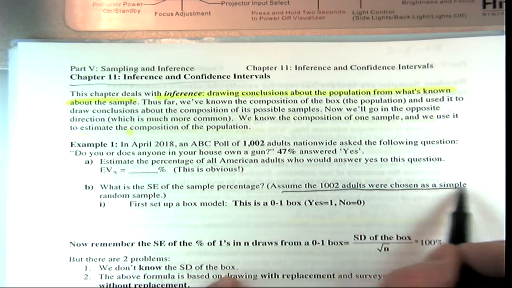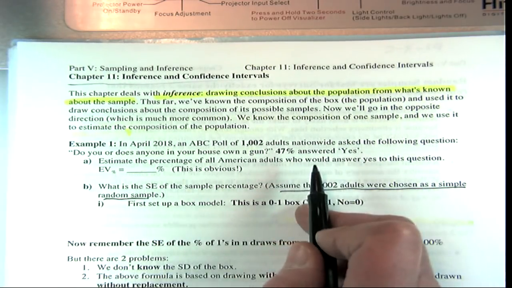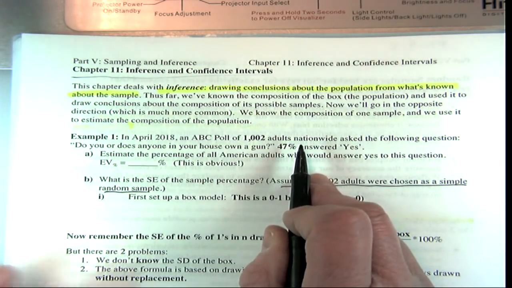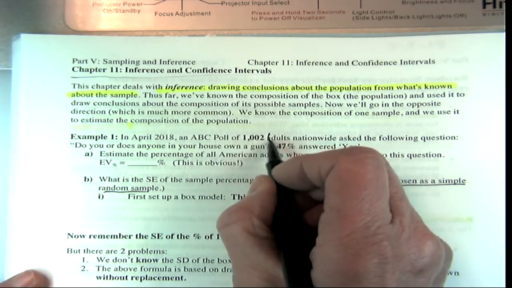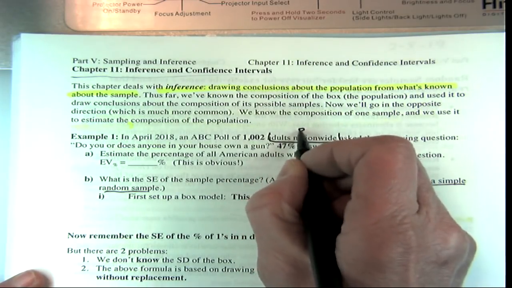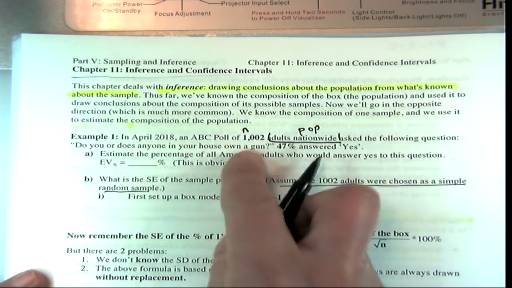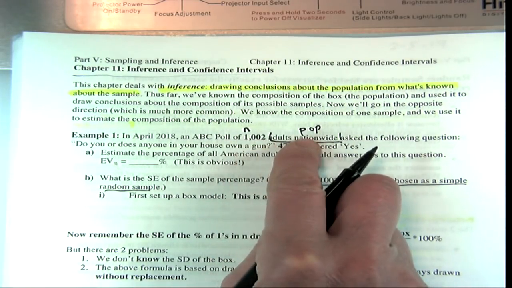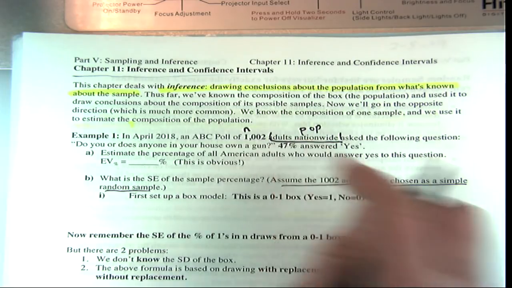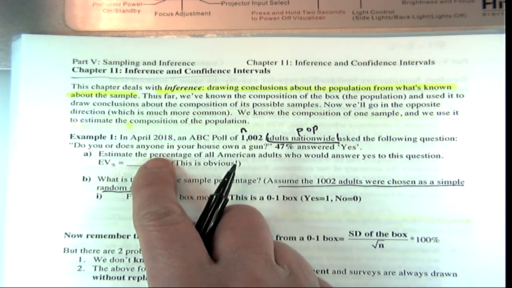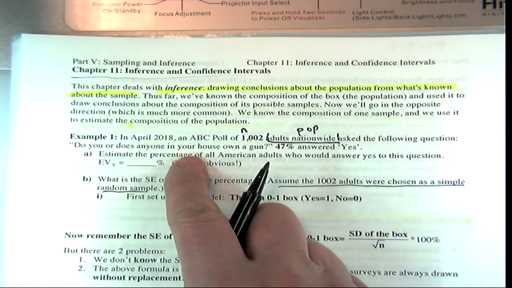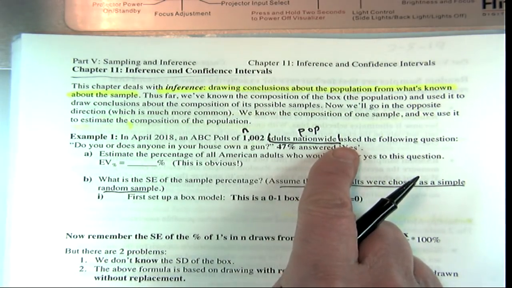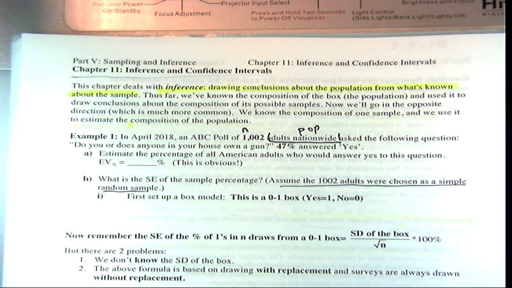Assume they were chosen as a simple random sample. So that's what we're assuming. Out of all U.S. adults. So here, your adults nationwide, that's your population, and this is your sample size. So you're choosing 1,002 out of the millions of adults across the country, and ask them this question, a yes/no question. Do you or does someone in your house own a gun? And this is true, 47% said yes. So this was the sample.